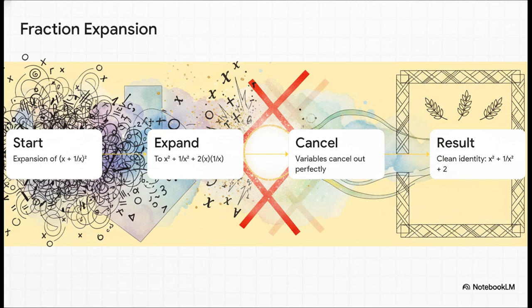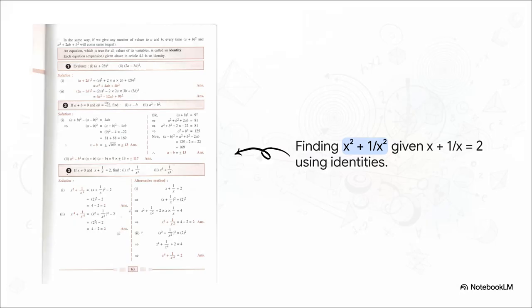You're left with this surprisingly clean identity, x squared plus 1 over x squared plus 2. All that complexity just evaporates. This specific trick turns seemingly impossible problems into a total joke. Say you're given x plus 1 over x equals 2, and you're asked to find x squared plus 1 over x squared. Without our identity, you'd be agonizing over finding the actual value of x first. But with the identity, what seems like a complex fraction problem just collapses into basic arithmetic.